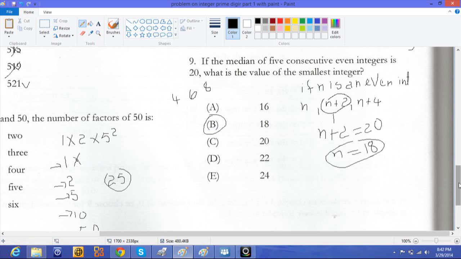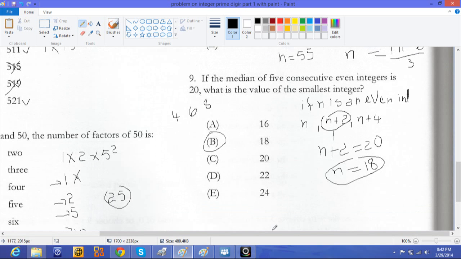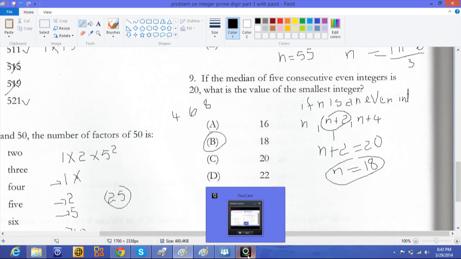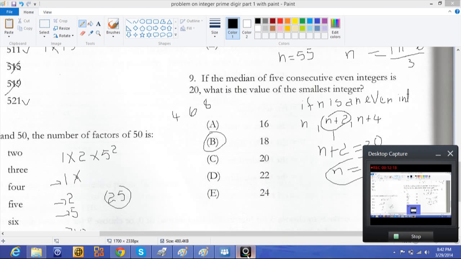Okay, we're going to move to the next sections. We keep practicing our integers, prime and digit. Okay, let's move to the next sections.